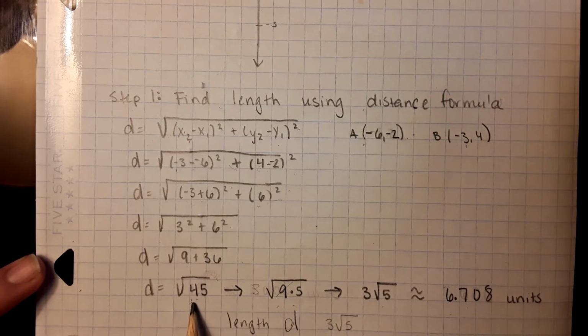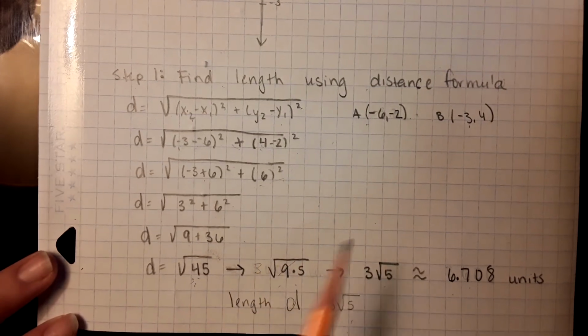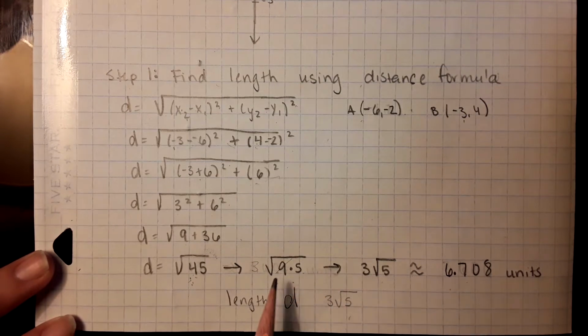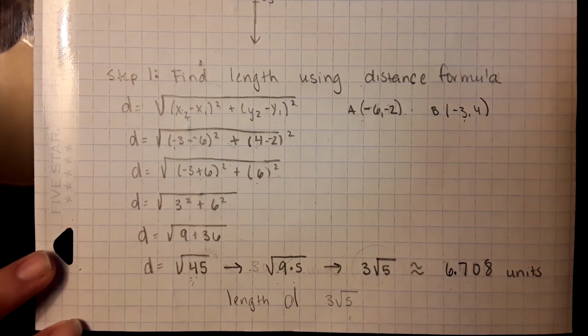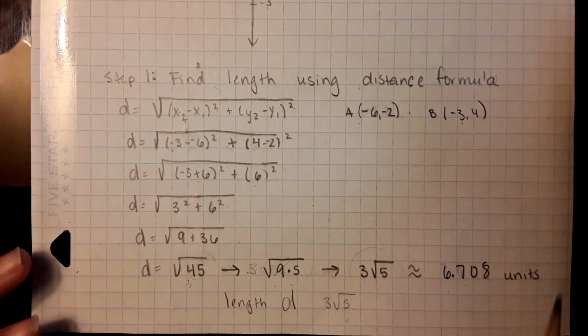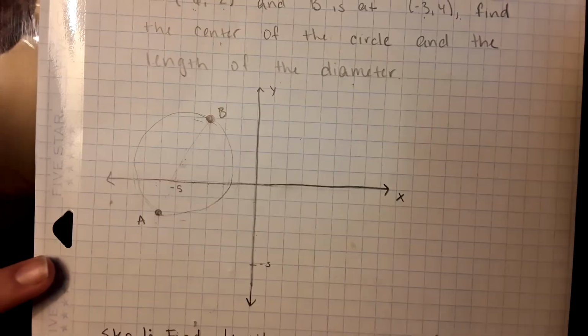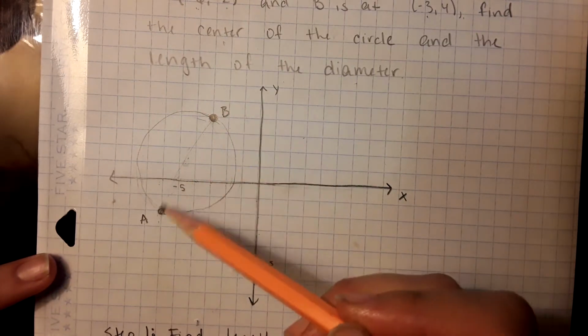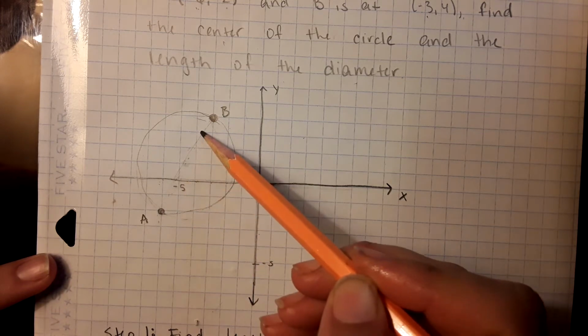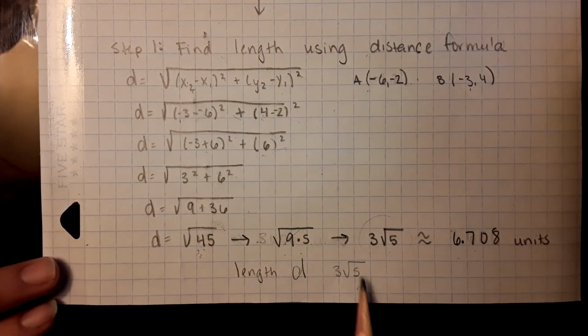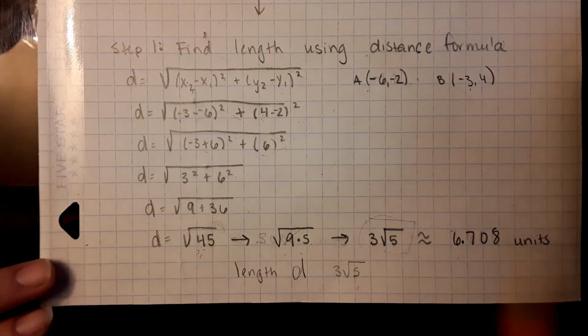I really want you doing simplest radical form. So 45 is 9 times 5. Square root the 9, put a 3 on the outside. 3 square root 5 is a good answer. That is approximately 6.7. So if we go back to the graph, we should count about 6. So let's see, 1, 2, 3, 4, 5, 6. So that does look about right. But again, I do want your answers in simplest radical form.